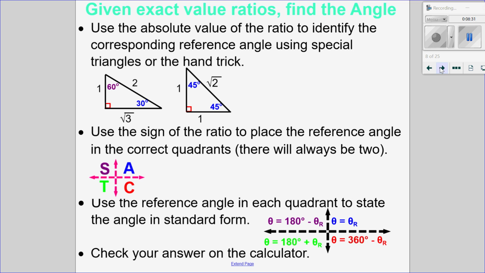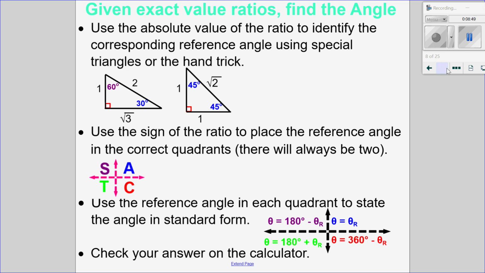Once you've figured out what the reference angle is, use the sign of the ratio to place that reference angle in 2 quadrants. And then you can use the rules of finding angles with reference angles as shown below to find out what the angle is. And of course, always check on the calculator.